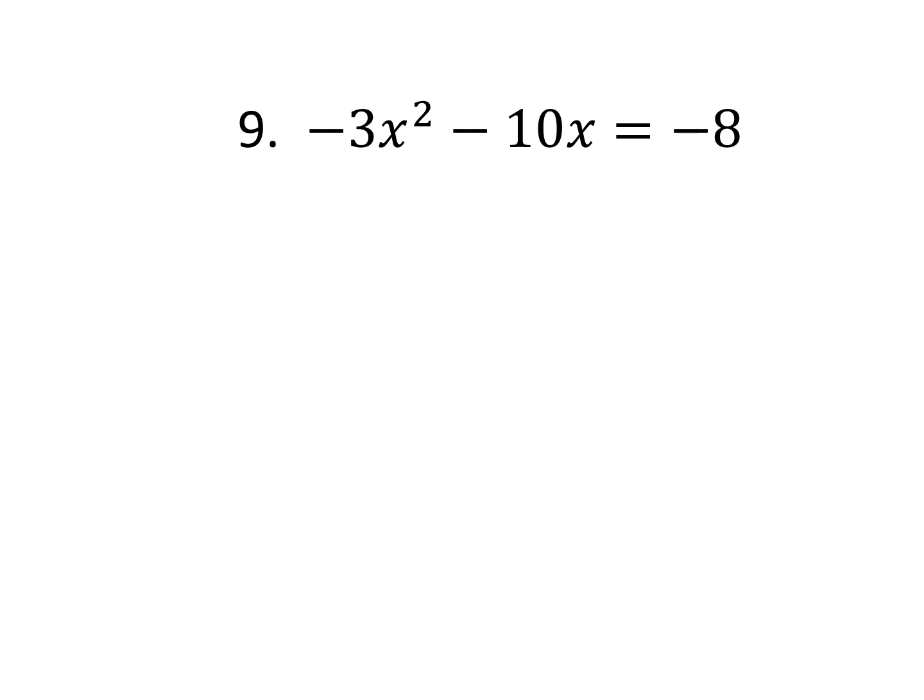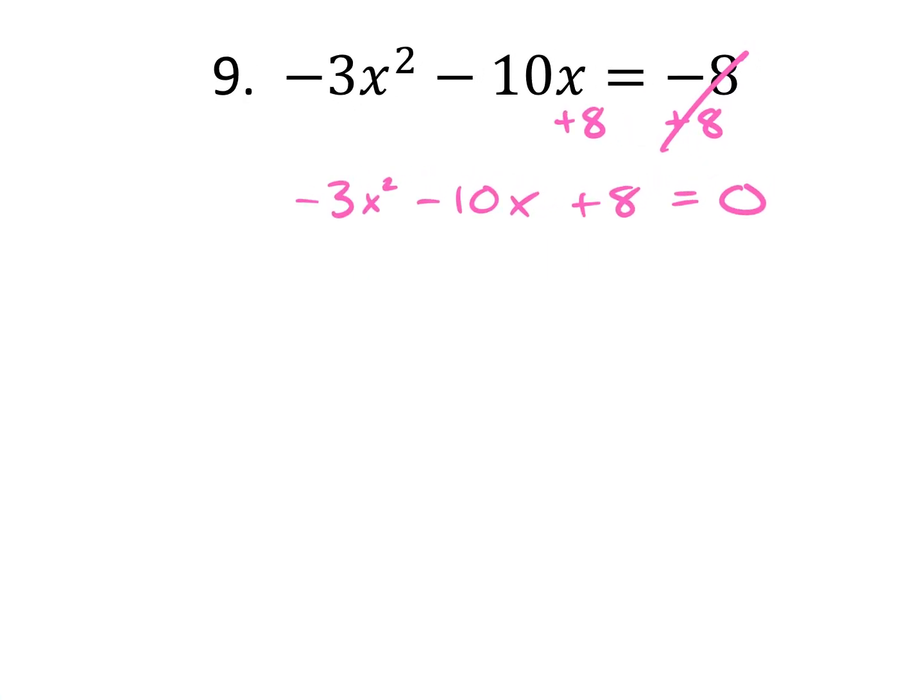What should we do first for number 9? Add 8. Perfect. Before we factor, we need it to be equal to 0. So we have negative 3x squared minus 10x plus 8. So make sure you put it in standard form. Before we multiply the first times the last here, what do you think we should do first to make this a little bit easier for us? Let's divide everything by negative 1.